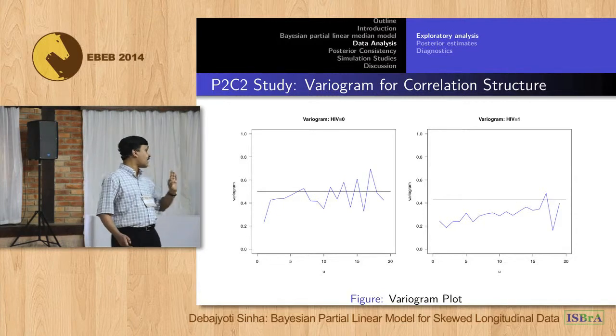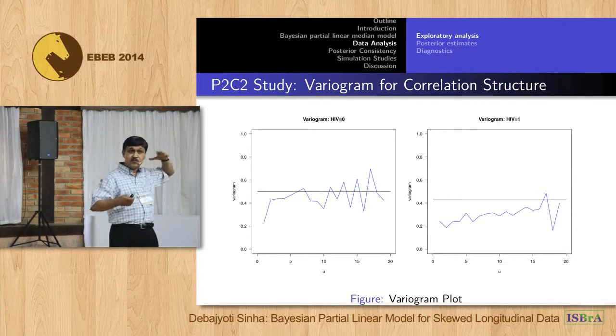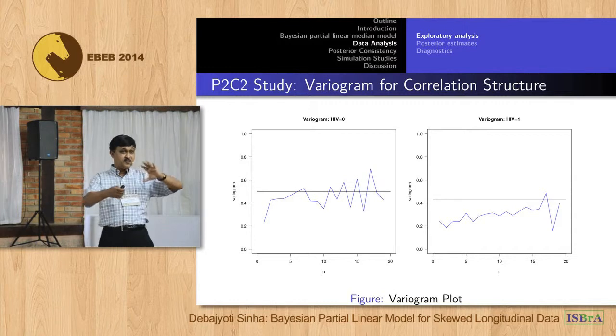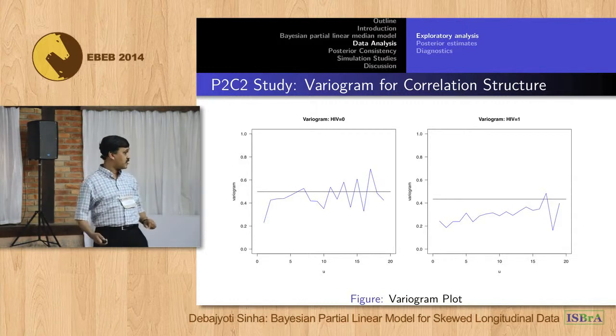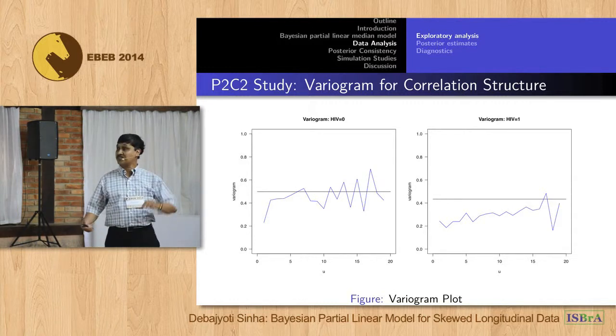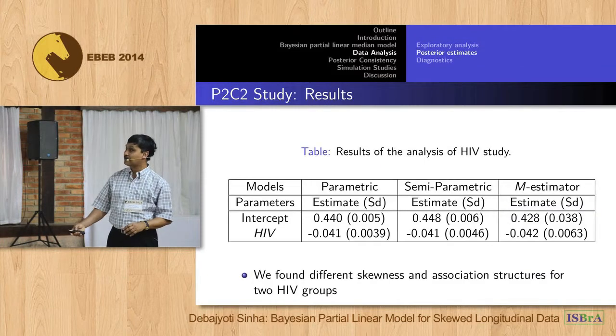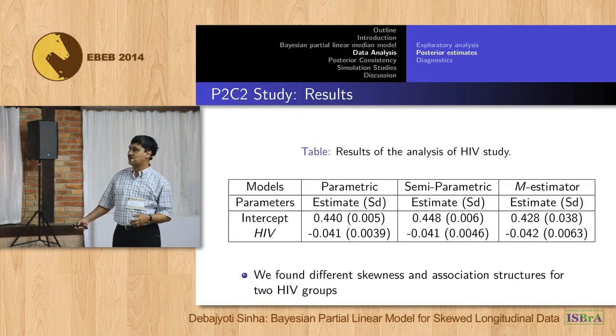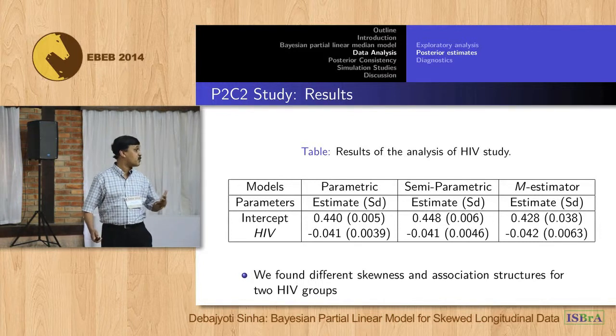This is one of the major advantages of the copula model, that it gives you the advantage of having very different association structure for different groups, and things like that. So, if you look at the results, we looked at parametric methods and then semi-parametric, and then the M estimators, which is our major competitor.